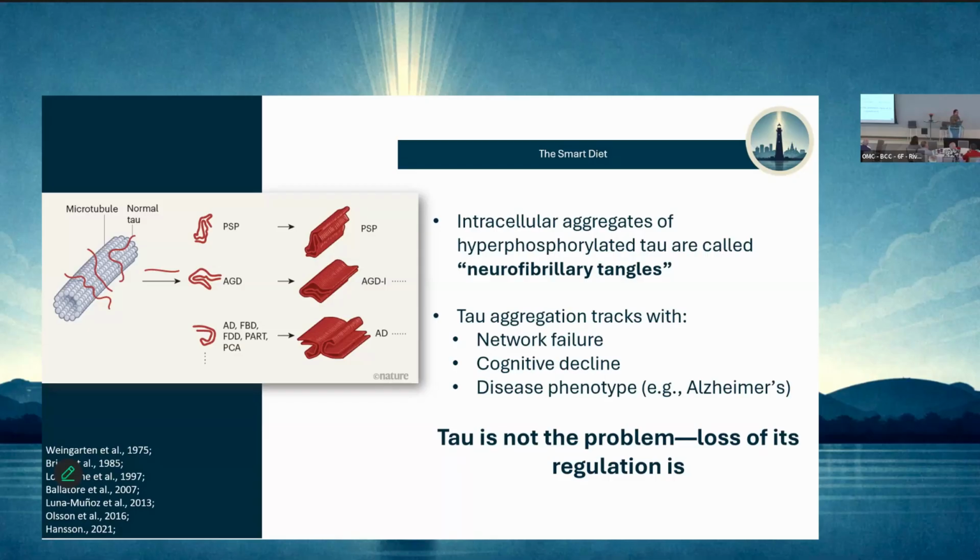So just as with amyloid, and then again with tau, it's not necessarily true that the protein in and of itself is problematic. What's problematic is the other things that are going on, the loss of regulation of its proper function in the cell, in this case, overphosphorylation.